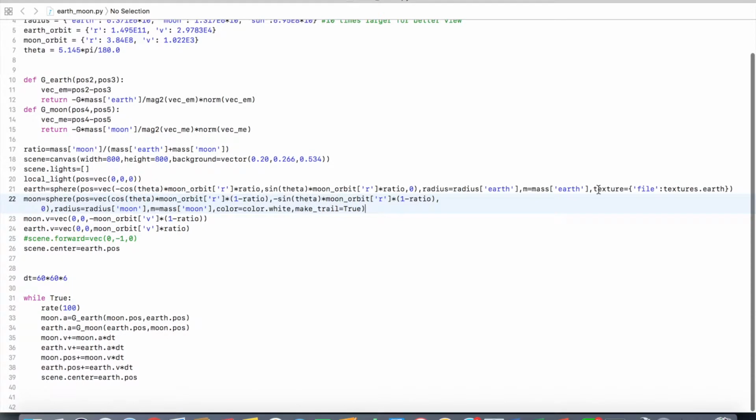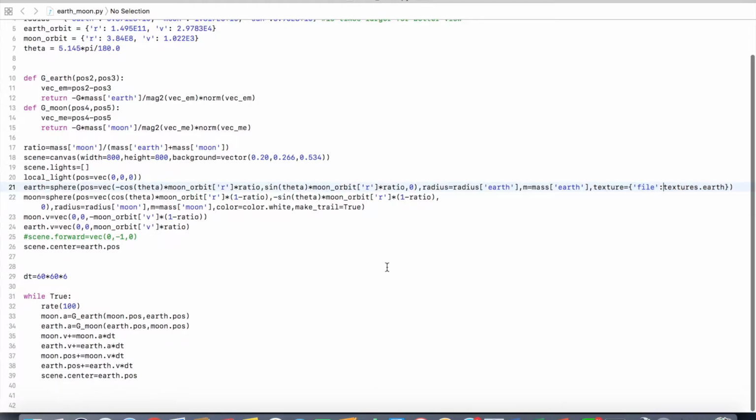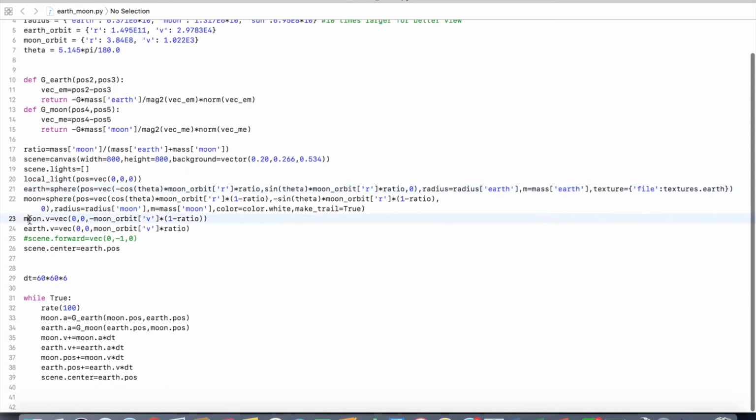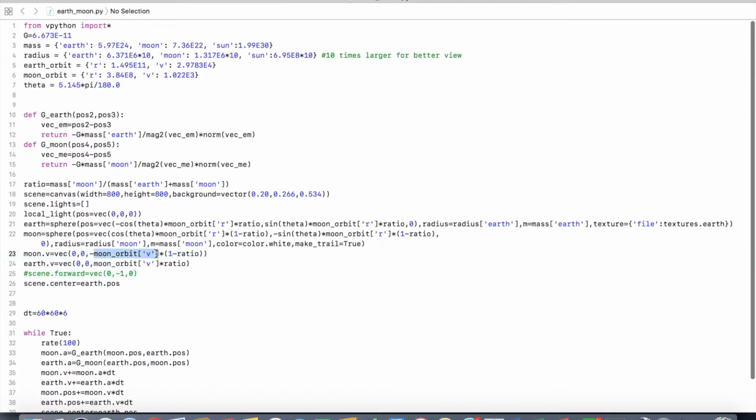Right. And right here, you can see this one. Texture, file textures, Earth. I think this is pretty cool. Just like you saw in the simulation, the Earth will actually look like Earth, if that makes sense. Yeah, this is cool.